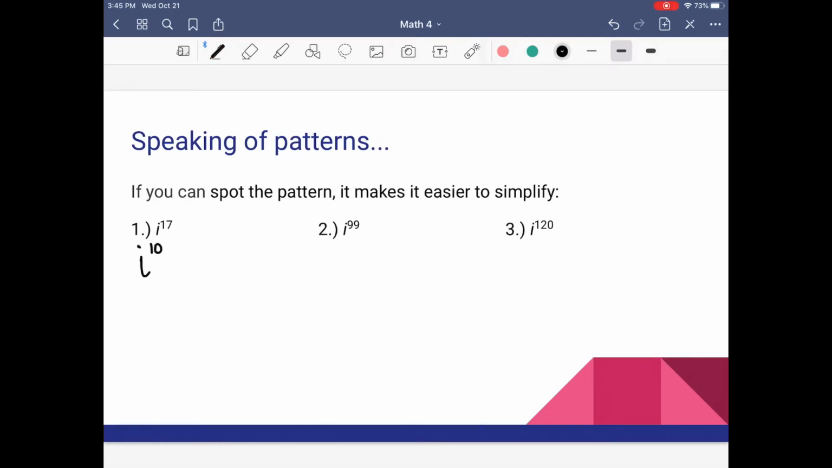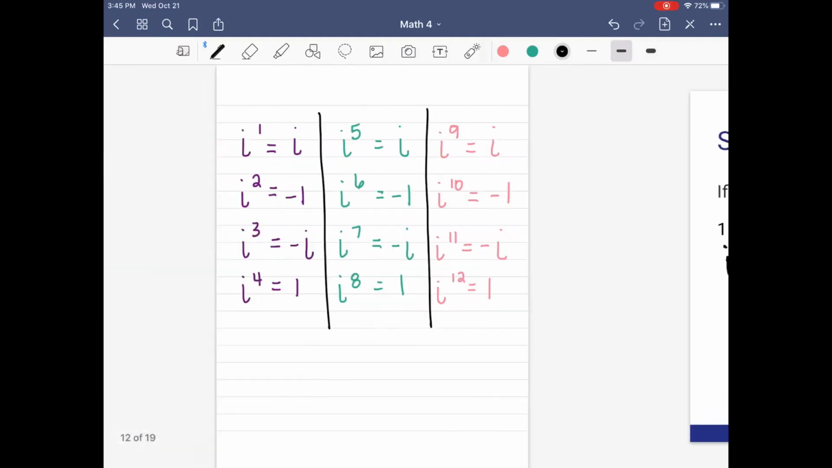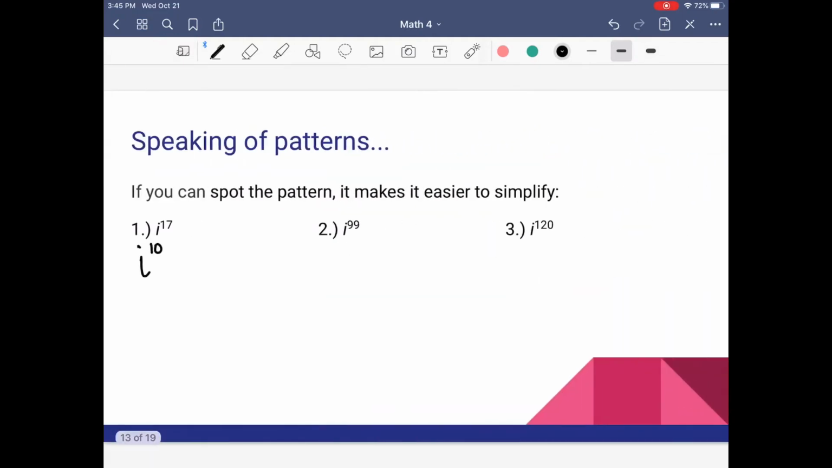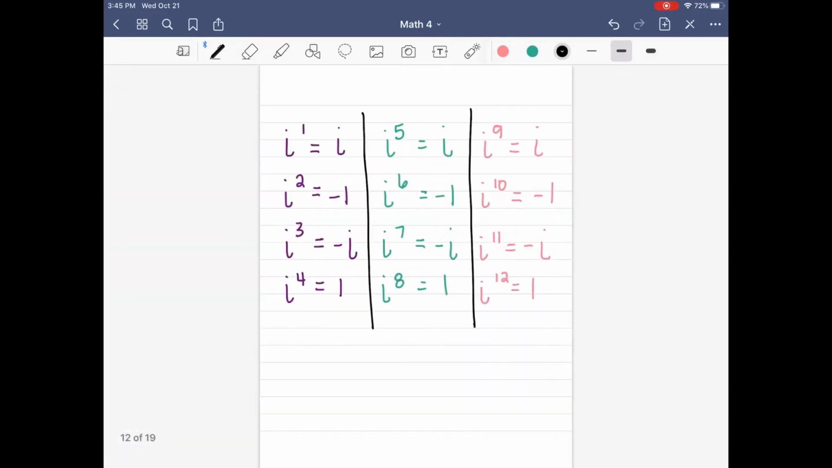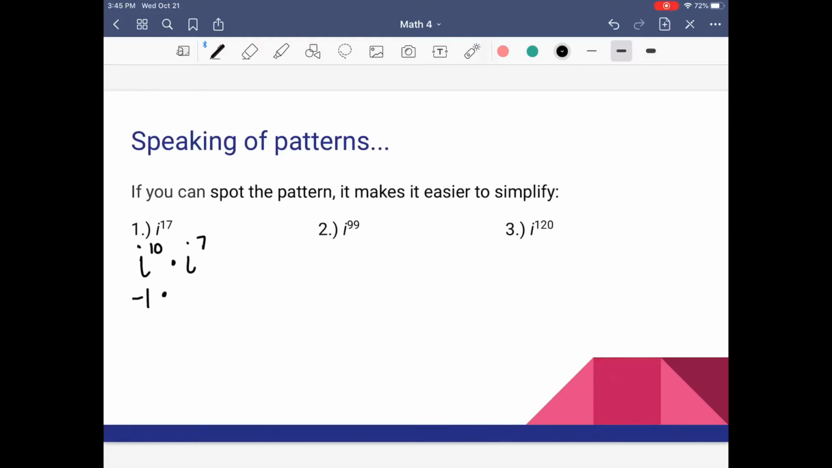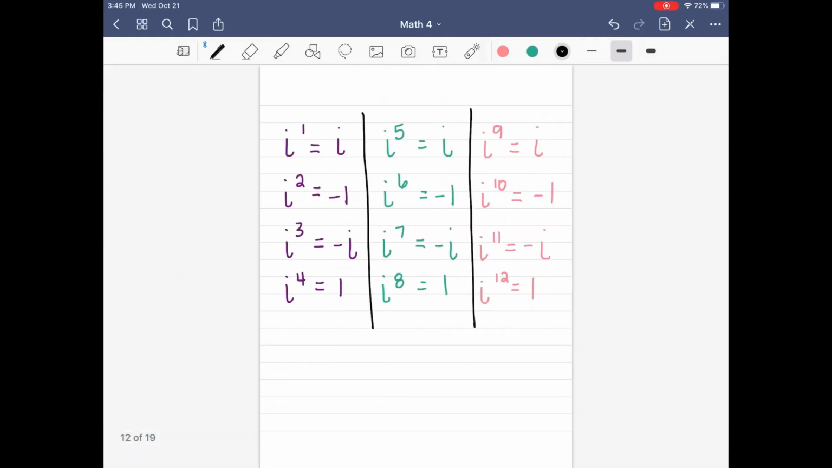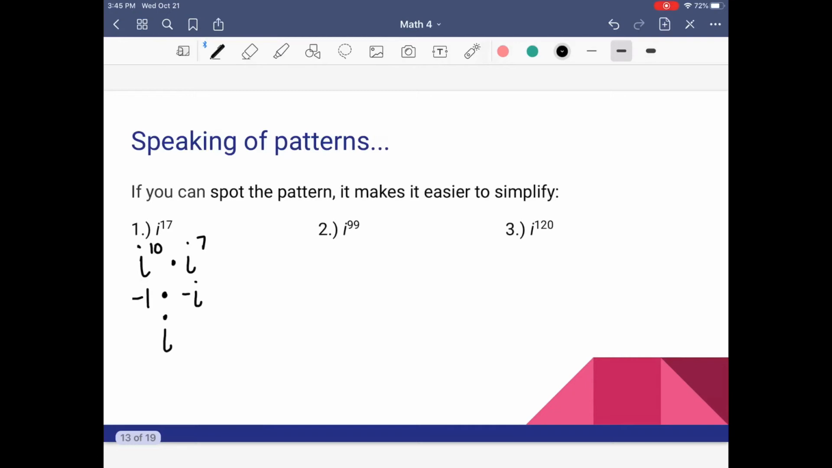So I have i to the 10th. So I need to get to 17. Well, I know i to the 7th. We know that value also. So if I'm looking at i to the 10th, I know i to the 10th equals -1. And i to the 7th, I know is -i. So -1 times -i is going to produce +i. And if you had continued that pattern, if I did 12, 13, 14, 15, and then 16, the pattern would start back over at 17, which would be i again.